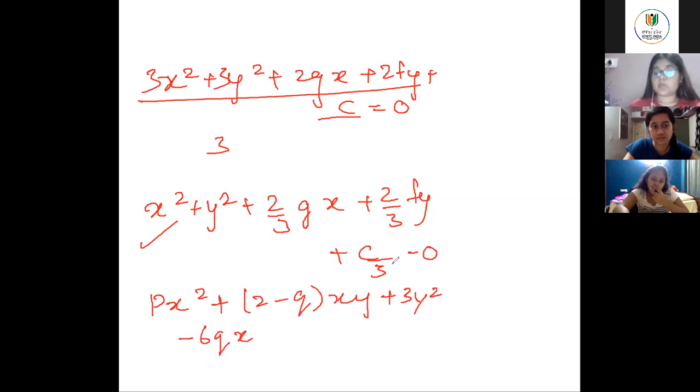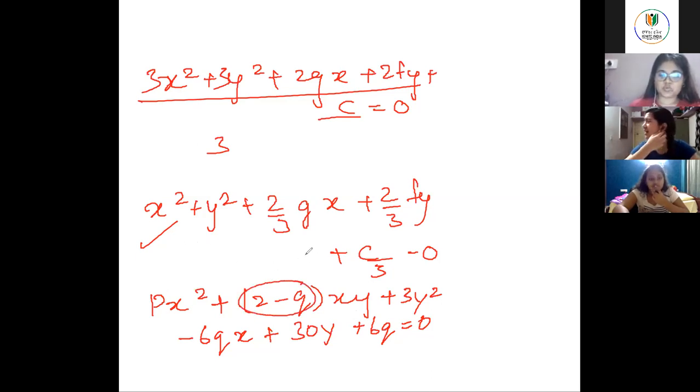Correct. Why is it 0, Preeta? Now you should tell me the reason. Because there's no term as xy in the equation. The equation that we studied for a circle does not contain any xy part. So this xy value should be 0, so q should be equal to 2. That solves the question, right? What was your next doubt?